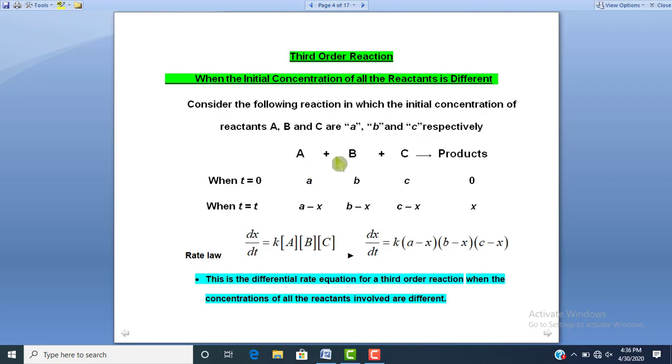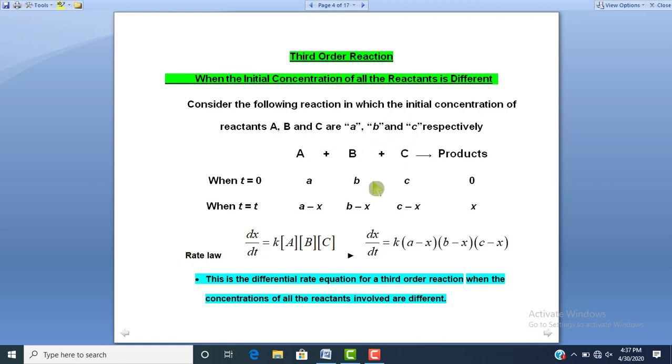reactants A, B and C which react with each other and give some products. We also suppose that for the reactant A, we have written its concentration with small a. Small a is the number of moles of reactant A. Small b is the number of moles of reactant B. And small c means concentration or number of moles of reactant C.